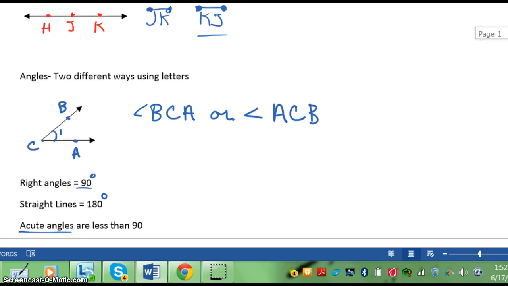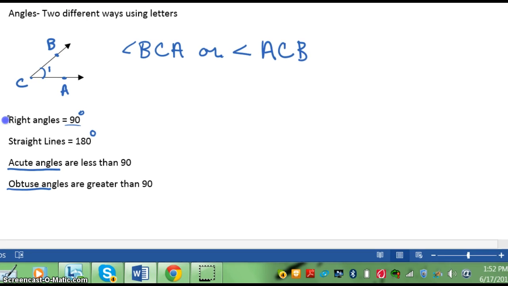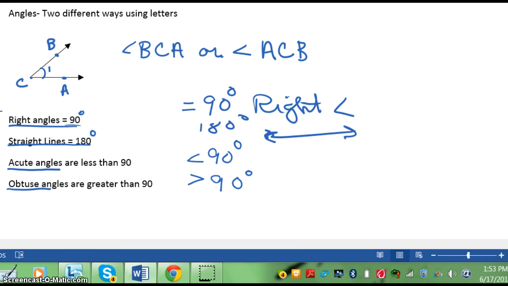Then you want to have this down in your notes someplace. When you go to take your test and do your homework, you need to know these things. A right angle is 90 degrees. Straight line is 180 degrees. Acute angle, less than 90 degrees. Obtuse angle, greater than 90 degrees. So if it's exactly 90 degrees, that's a right angle. 180, straight line, like this. Acute, less than 90. Obtuse, greater than 90. So those terms are going to be very, very important. So make sure you have those down somewhere.